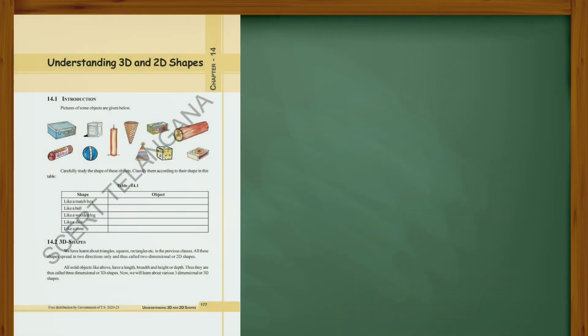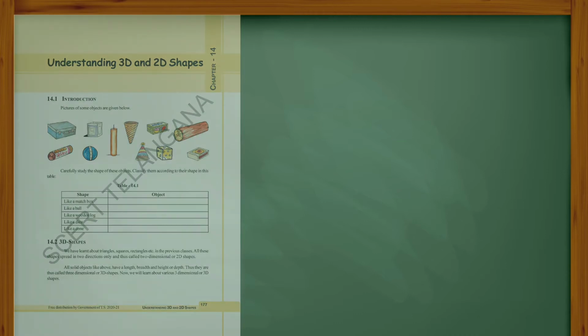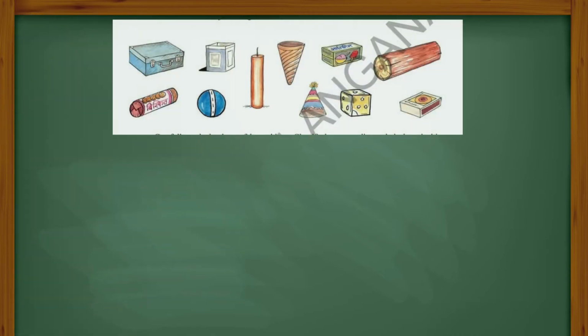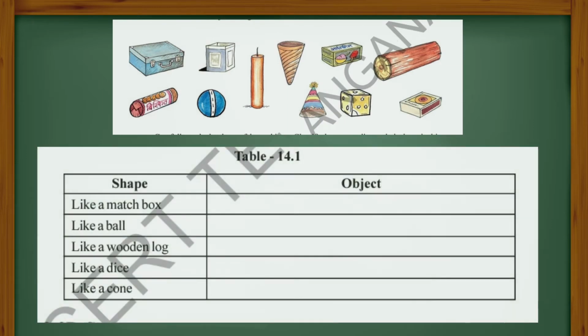Students, open your textbook at page number 177. That is the first page of this chapter, Understanding 3D and 2D shapes. Observe that page. What did you observe? Yes, there are some shapes and a table 14.1 is there.